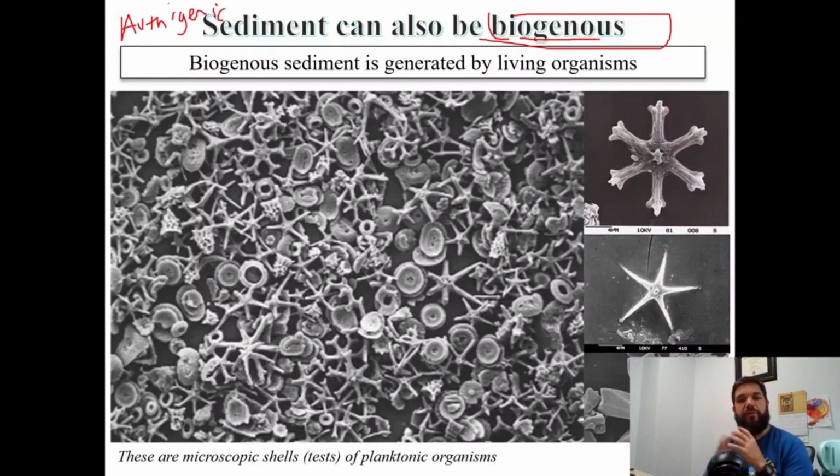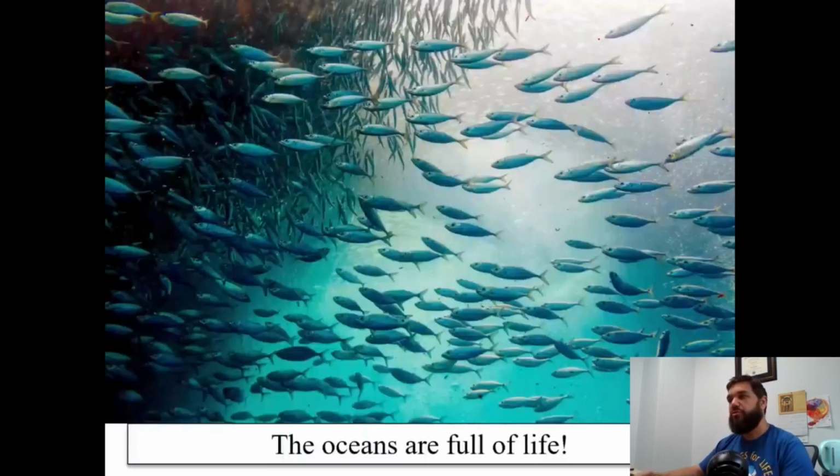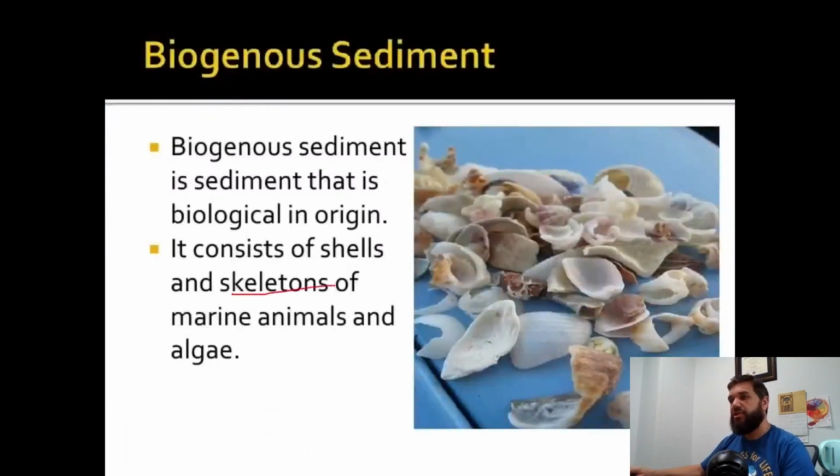What you're seeing right now in front of you are all microscopic shells, tests of planktonic organisms. The water is just filled with this stuff. As these little organisms die, their little shells drift to the bottom of the seafloor. Of course, biogenous sediment can consist of shells that you can see with your eyes, but the vast majority of it you can't see. The vast majority of it is microscopic, and it's drifting slowly. These are the skeletons and shells of marine animals and algae and plankton and things like that.